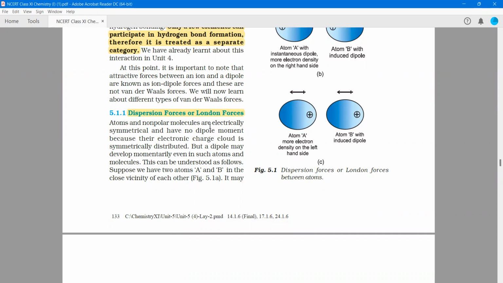An atom is electrically neutral, and the charge density is also symmetrical, so it will have no dipole moment. The same is true of a non-polar molecule. It is also electrically symmetrical and hence has no dipole moment, because the electronic charge cloud is symmetrically distributed. But a dipole may develop momentarily, even in such atoms and molecules. This can be understood as follows.